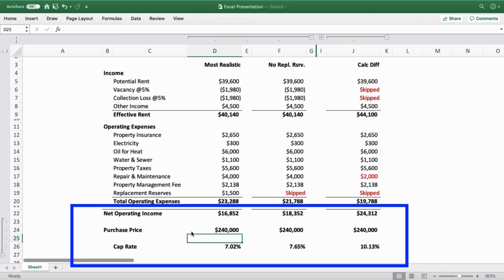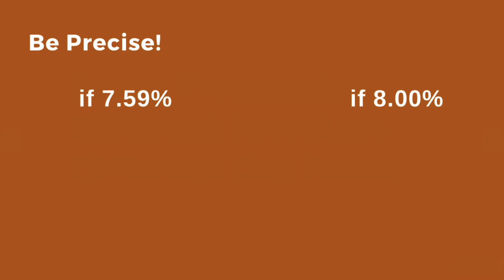If you made the same mistakes as the investor on the far right and valued the property with that inflated net operating income number, you would have paid more than $100,000 more than you should have. That's 41% more than you should have paid if you wanted your purchase to be at a 7% cap rate. Scary, scary.